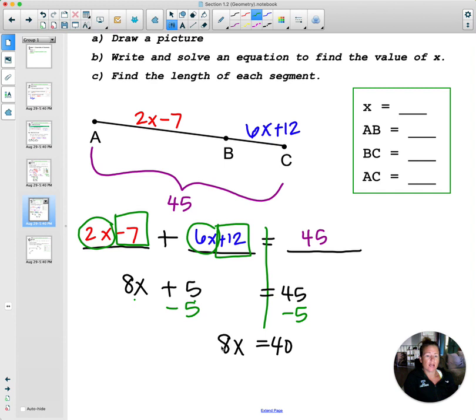Now to solve for x, we have 8 times x equals 40. So we'll undo the multiplication with a division and divide by 8 on both sides. So then you get x equals 5.